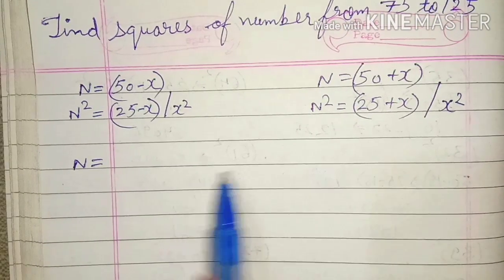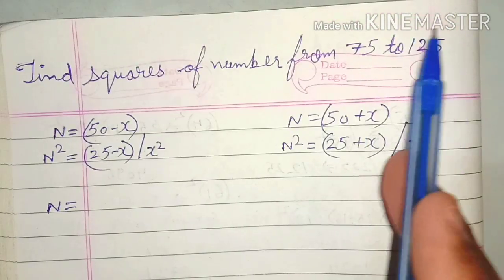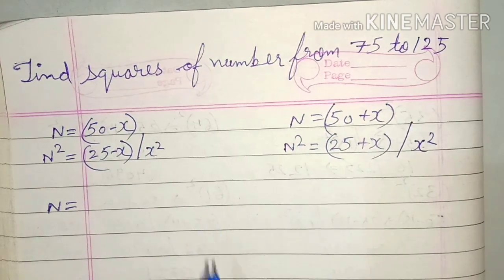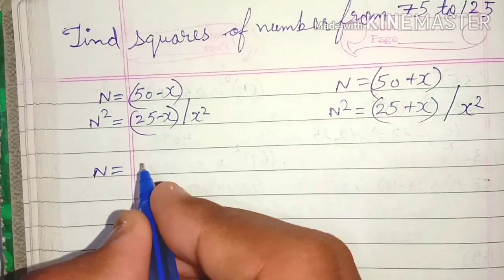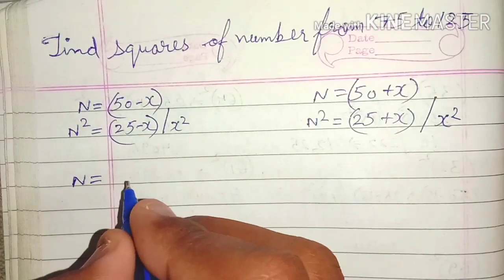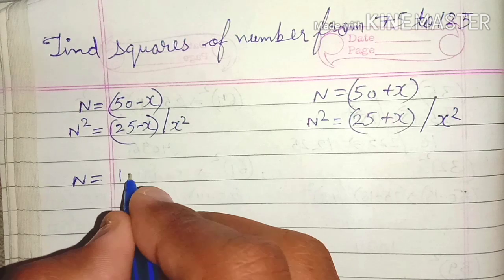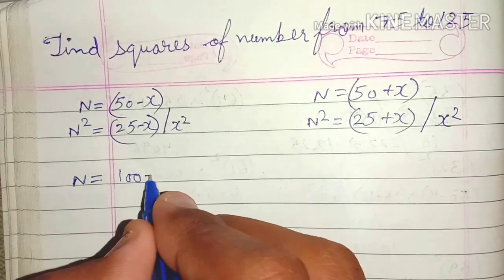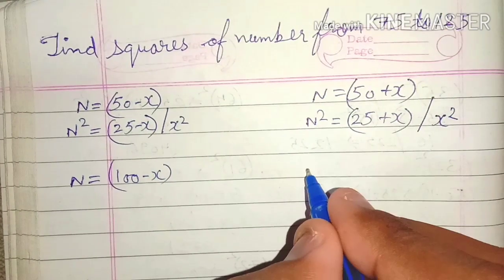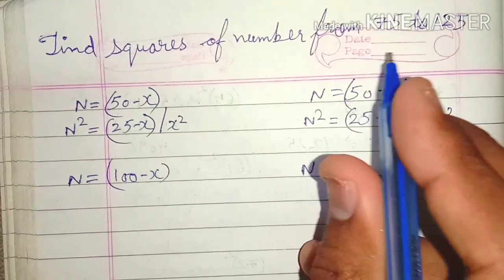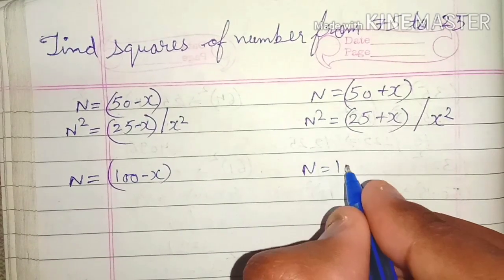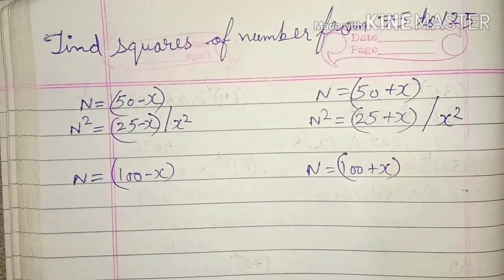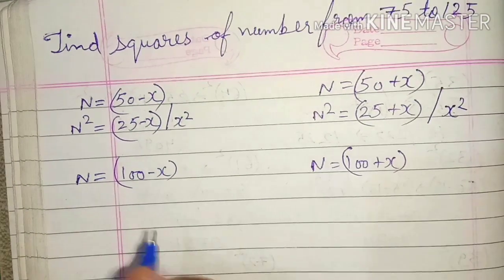Today, to find squares from 75 to 125, in the last class we took the base 50 and today we will take the base 100. First we have to find how much less or more than 100 the number is. We write the number as 100 minus x, and if the number is more than 100, we write 100 plus x, meaning how much the number is more than 100.